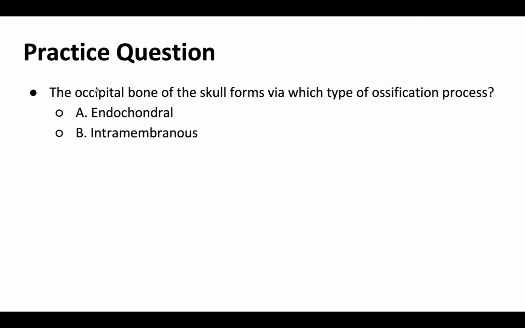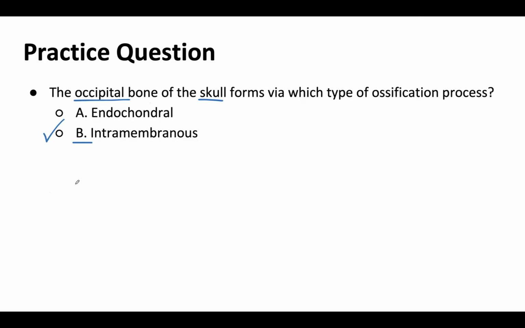So the question is, the occipital bone of the skull, which is located posterior on the back of the skull, forms via which type of ossification process? Take a moment, pause if needed, and then when you're ready, let's discuss how B, or intramembranous ossification, is the correct answer. Now, it is true that a minority of bones initially form through intramembranous ossification, but those do include those flat bones of the skull, and the occipital bone is one of those bones.